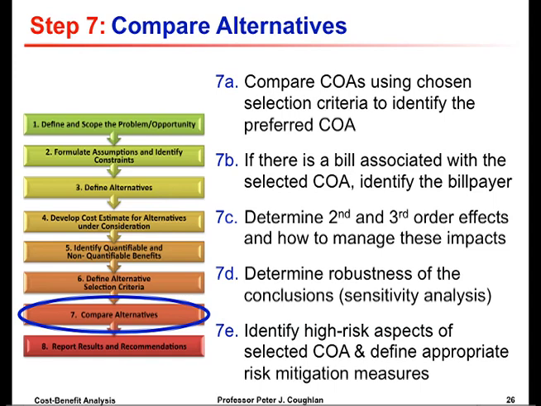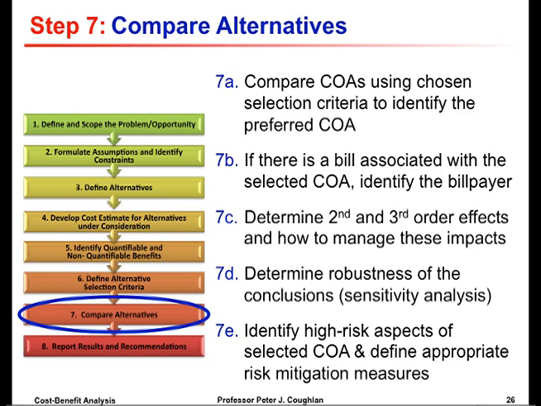Because that's assuming you've already chosen a course of action. Now you're identifying the bill payer, right? And then you're determining the second, third order effects. B, C, D, and E are actually after you've already made the comparison. 7A is really the only one that's a comparison. So you might see, and you'll see when I talk about revising it, why these might want to be broken down into different steps. But they all are sort of things that have to be done, so the Army Guide lumps them into step 7 here.